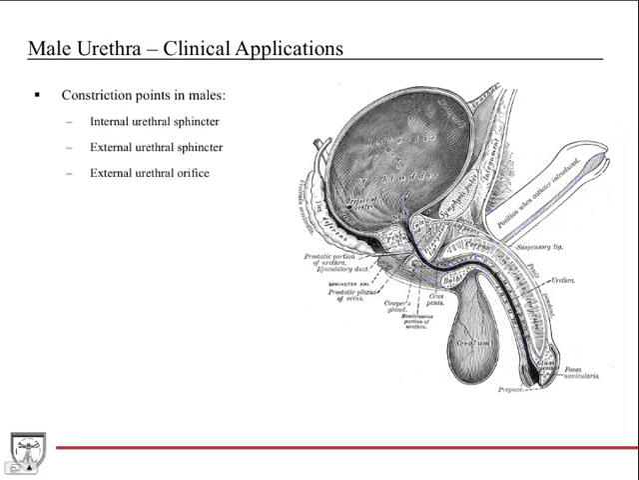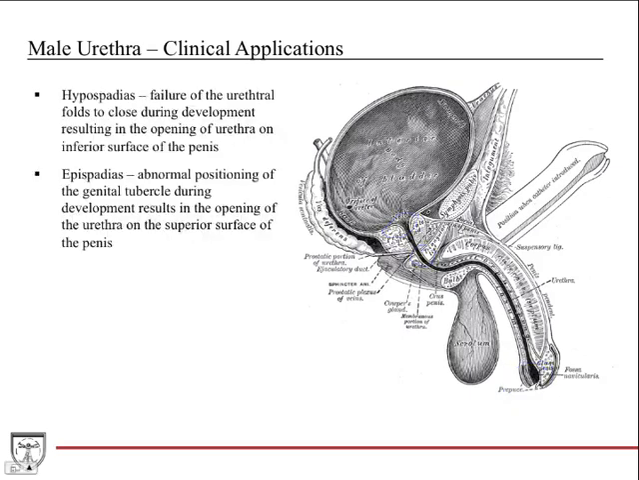There are 3 constriction points within the male urethra. The first one is at the internal urethral sphincter. The second one is at the external urethral sphincter, so down here, and then the third is at the external urethral orifice. That makes sense because you have 2 sphincters that can already create some contraction on the lumen of the urethra, so it would make sense that those would be constriction or narrowing points, and then the final opening here at the external urethral orifice.